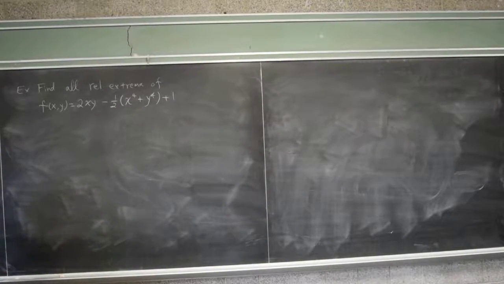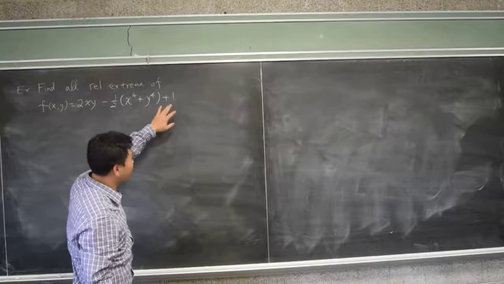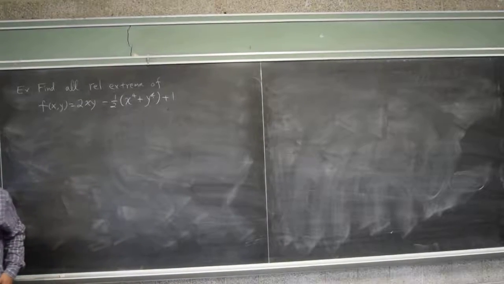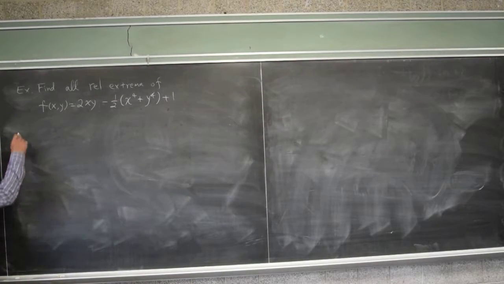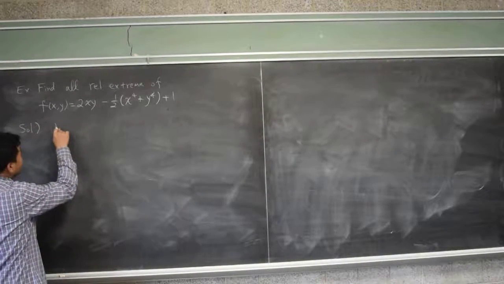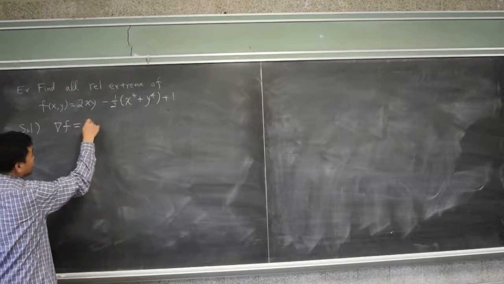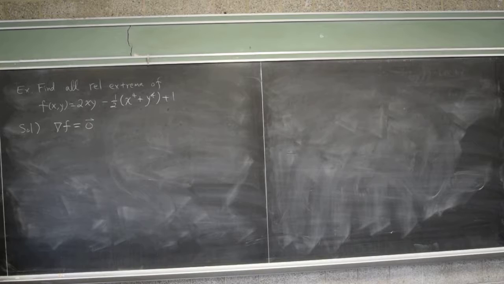Alright, so here's a question. Find all relative extrema of the function f(x, y) = 2xy − (1/2)x⁴ + y⁴ + 1. Remember, we first need to identify points where the gradient is equal to the 0 vector, equal to (0, 0).